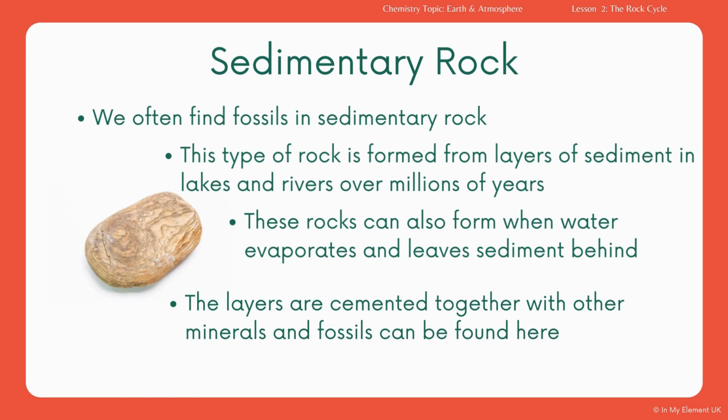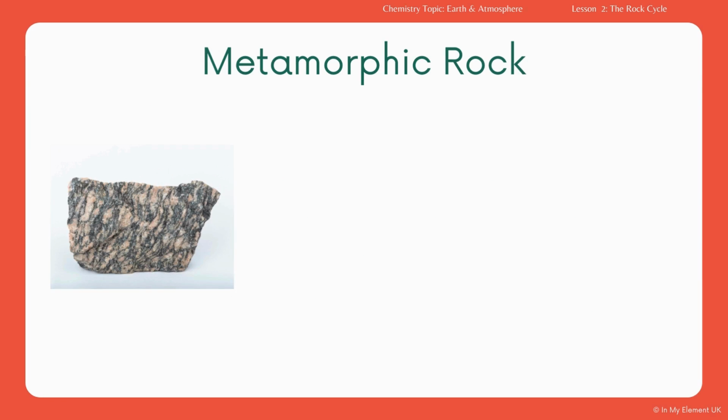Now the layers are cemented together with other minerals, and then, like we mentioned earlier, fossils can be formed in there. You can see from the example there, the picture there, that you might see layers in the rock. Examples of sedimentary rock are limestone, chalk, and sandstone. Okay, so a very different property to marble and granite, for example. Okay, chalk, much softer.